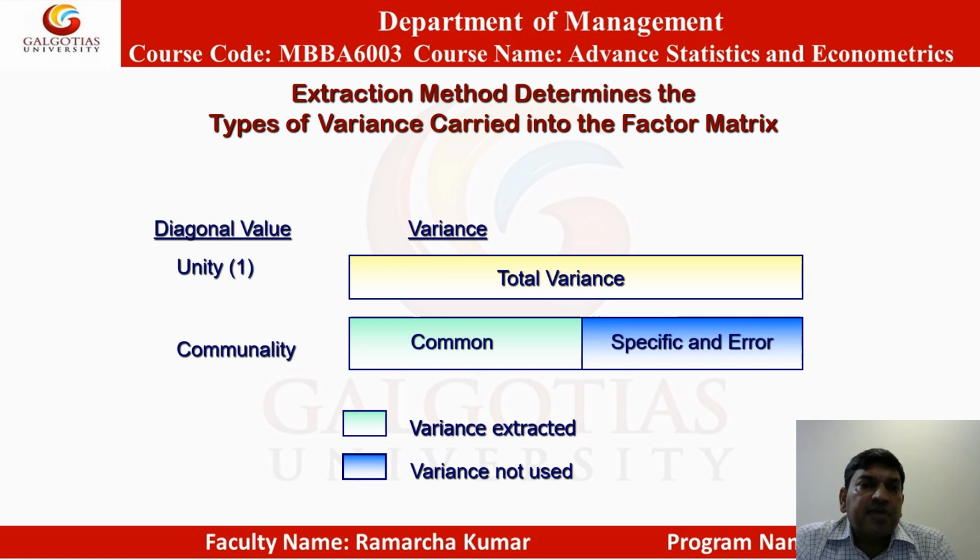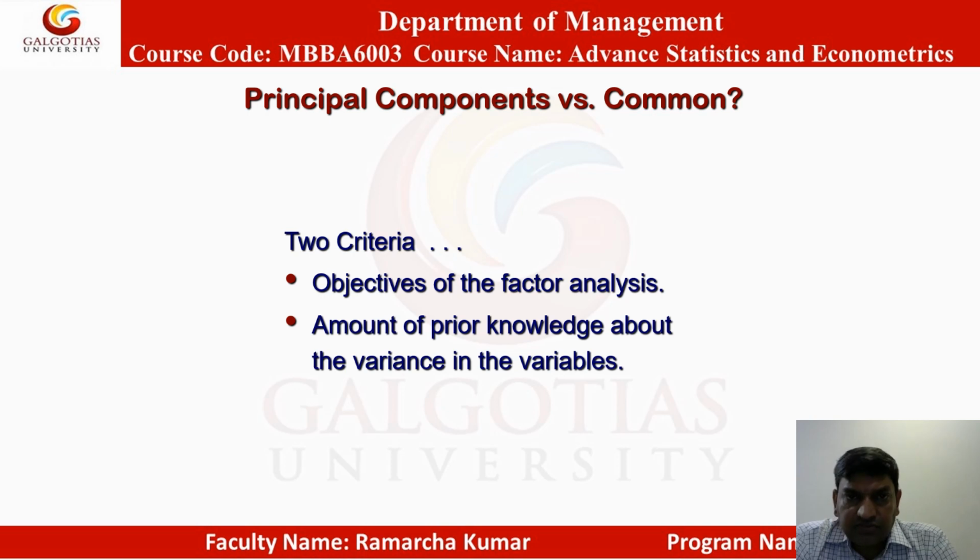The extraction method determines the types of variance carried into the factor matrix. So diagonal value, variance, total variance, communality, common and specific, and error. So variance is extracted, variance not used. Principal components versus common: two criteria. Objective of the factor analysis, and amount of prior knowledge about the variance in the variables.